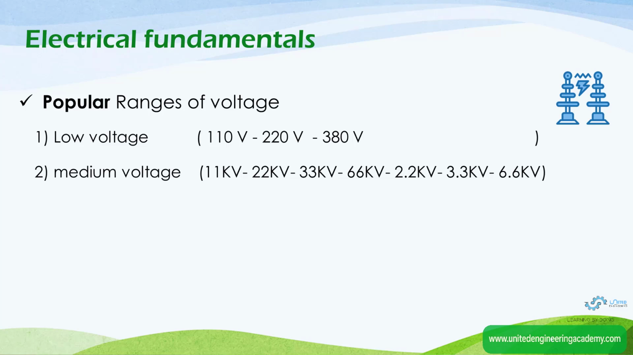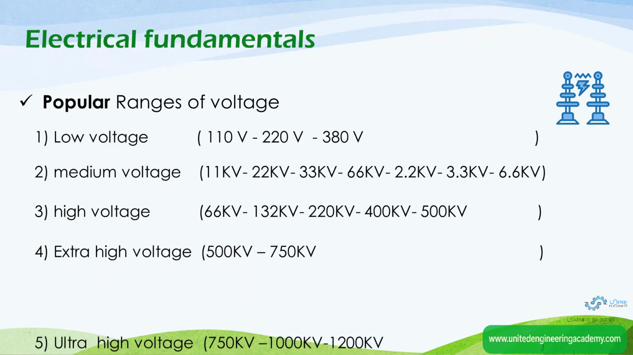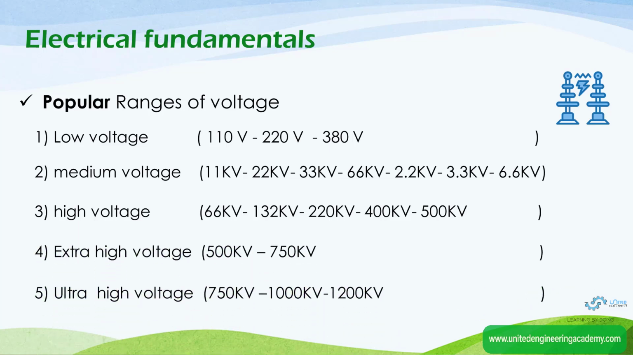The medium voltage devices or transmission lines use those values very commonly, while the high voltage popular ranges are 66, 132, 220, 400 and 500 kilovolts. And for the extra and ultra high voltage, the most popular ranges are 500 and 750, 1000 and 1200.